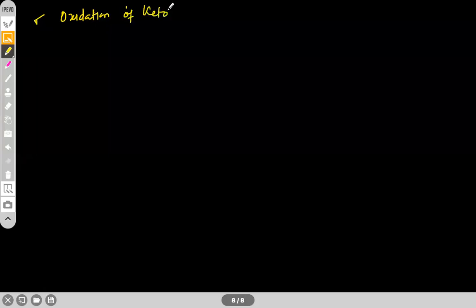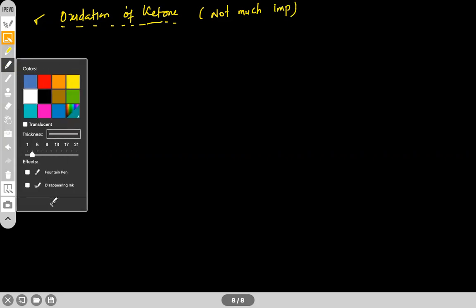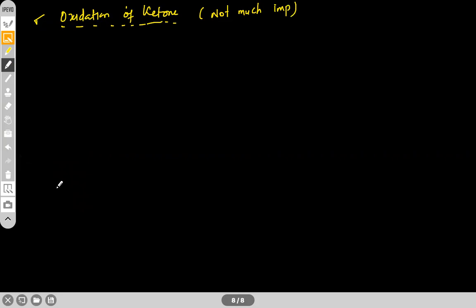Now, we have seen oxidation of aldehyde. Next we have to discuss oxidation of ketone. I have already told you that it is done under drastic conditions. It is not easy to oxidize ketone since it does not contain hydrogen on the carbonyl carbon, right? This reaction is also not much important. I'm not asking you to leave it, but when you revise, you should be more focused on the aldehyde part, not the ketone part. Now in this one, we use a very strong oxidizing agent. Write down: the oxidation of ketone is not easy.